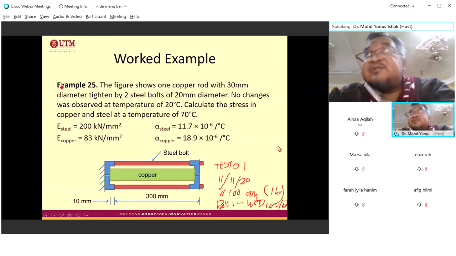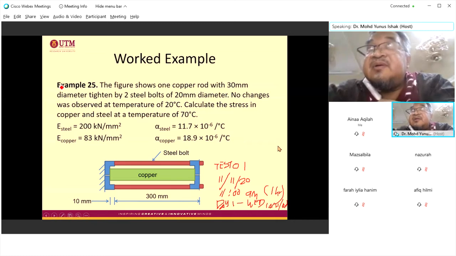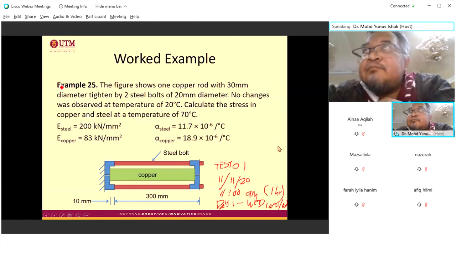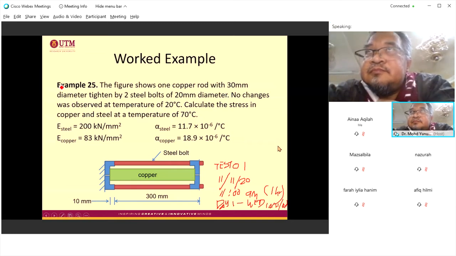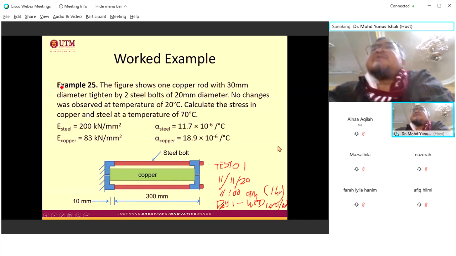Okay. So there will be no lecture on 9. Satu minggu. Saya bagi 1 minggu untuk study. There will be no lecture on 9. So study from Wednesday until Wednesday. Any questions? Ada soalan? Boleh saya teruskan?